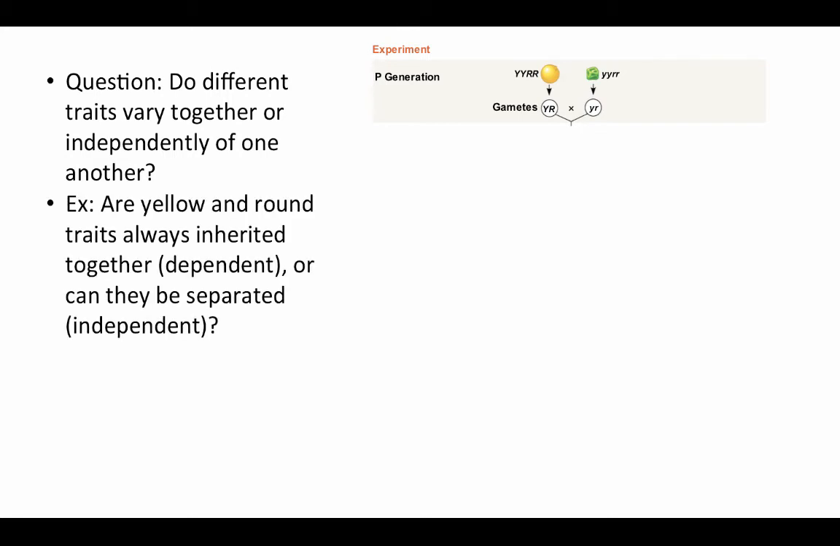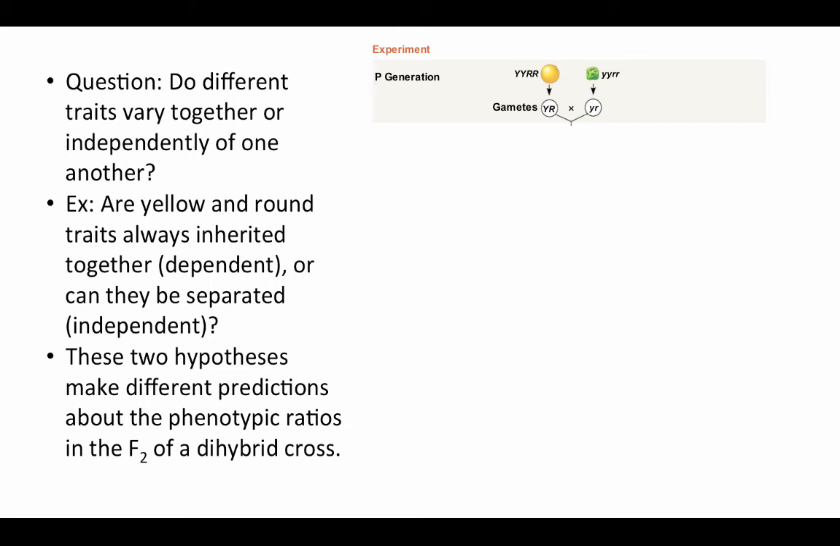And so, for example, if you are looking at yellow and round individuals, is that yellow trait and that round trait kept together in the gametes, or are they separated in the gametes? These two hypotheses, either dependent or independent hypotheses, make very different predictions about the phenotypic ratios that you would expect in the F2 of a dihybrid cross. So let's take a look at how that works.